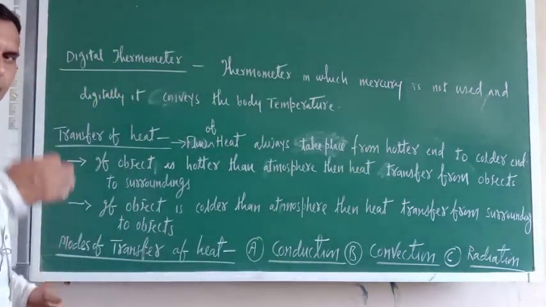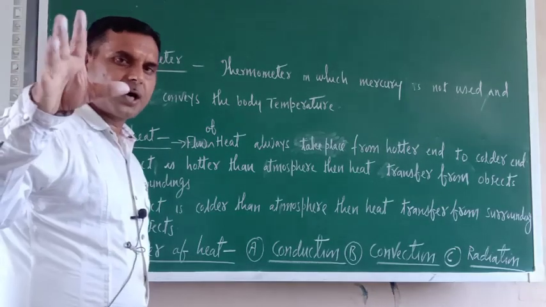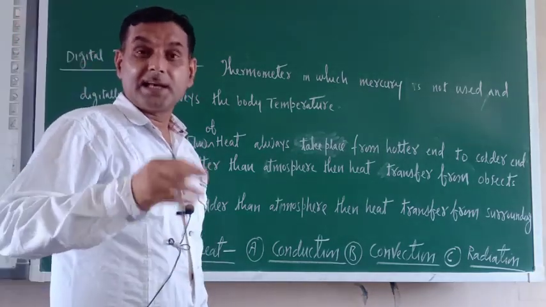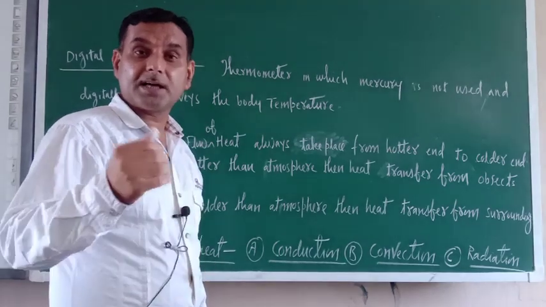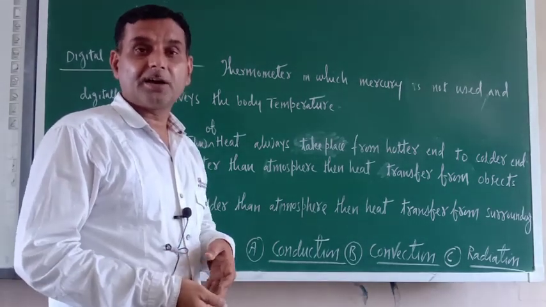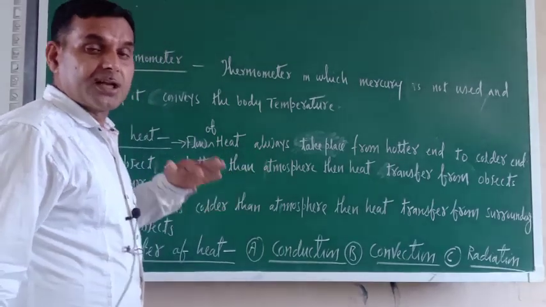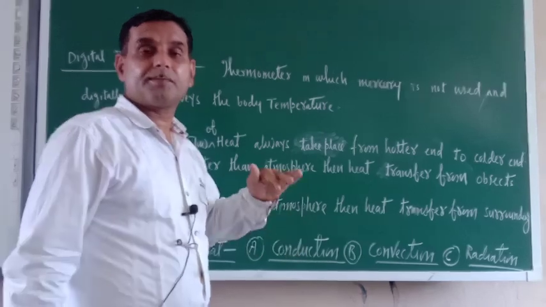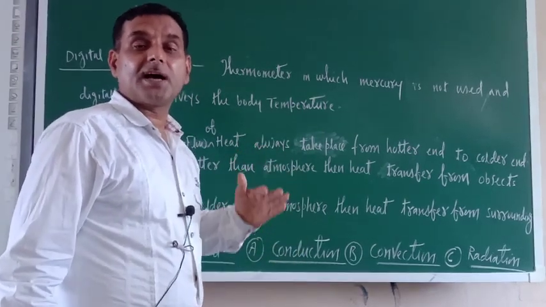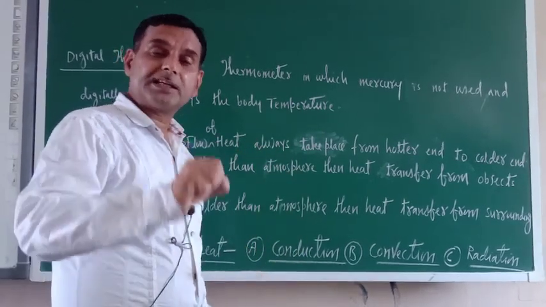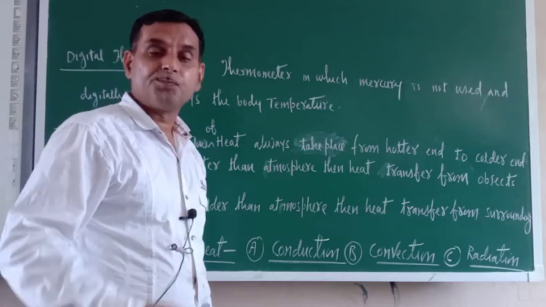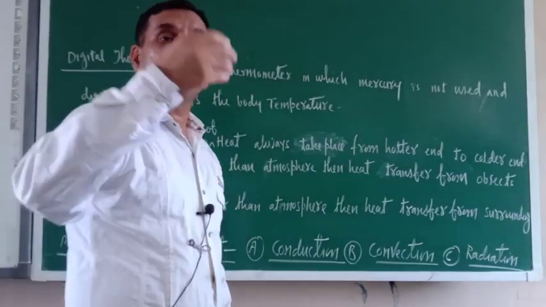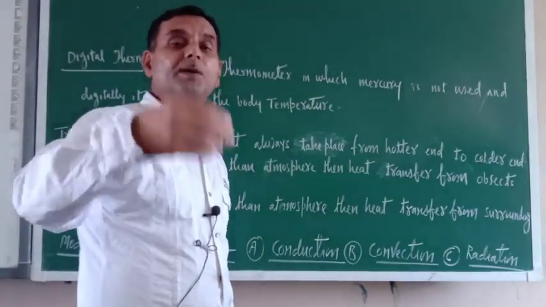Now try to understand. In our surroundings there are different kinds of material, different kinds of objects. Some objects are very hot, some objects are very cold. Am I correct or not? There are some objects which are very hot, as compared to atmospheric temperature their temperature is very high. So if an object is hotter than the atmosphere, it will transfer heat from the object to the surrounding, and over a period of time that object will become cool.